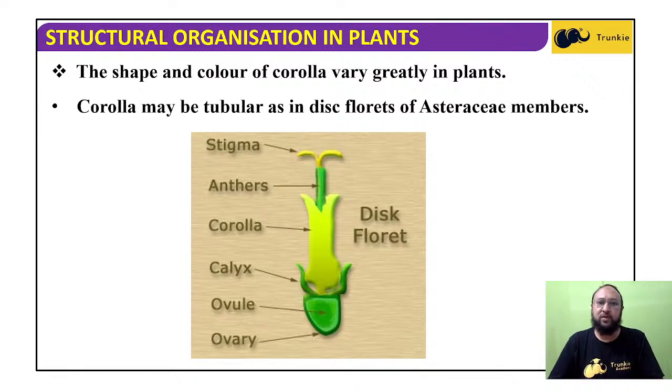The corolla may be tubular as in disc florets of Asteraceae members. I told you Asteraceae is the most advanced. So Asteraceae members have two types of flowers in the same plant: disc florets and ray florets. In the disc florets of the Asteraceae family, we find that it is tubular. The corolla or the petals are forming a tubular structure, like this, as shown in the picture.